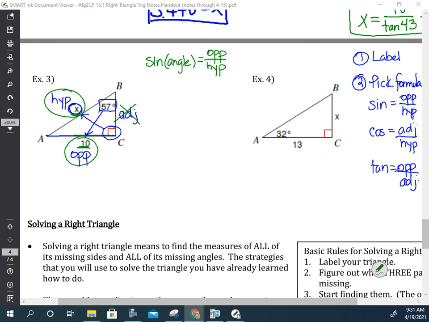So, we've got the formula. Now let's plug in what we know. The angle they gave to us is 57 degrees. The opposite has a 10. The hypotenuse has an x. That takes care of step 3: plug in what we know.